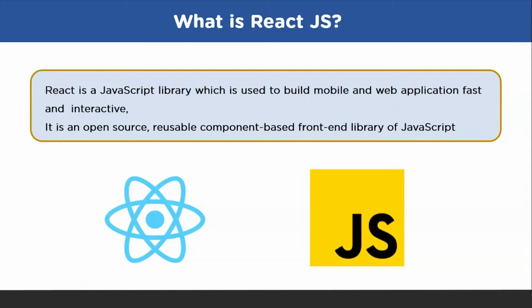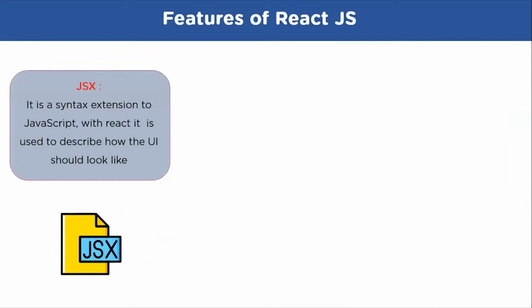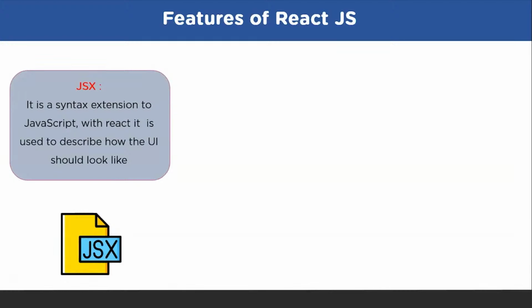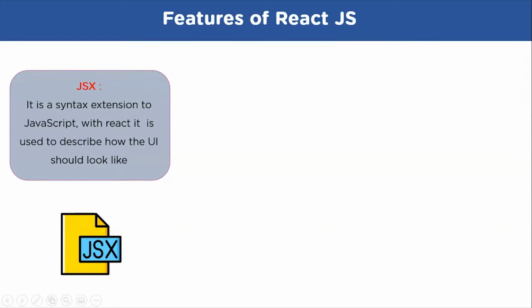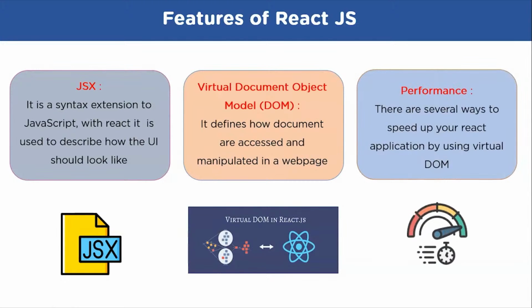Let's see the features of React.js. First, JSX. It is a syntax extension of JavaScript. With the help of React.js, we can use the extension to see how the UI should look like. Virtual Document Object Model, DOM. It defines how documents are accessed and manipulated in the web page. Performance. There are several ways to speed up your React application by using virtual DOM.